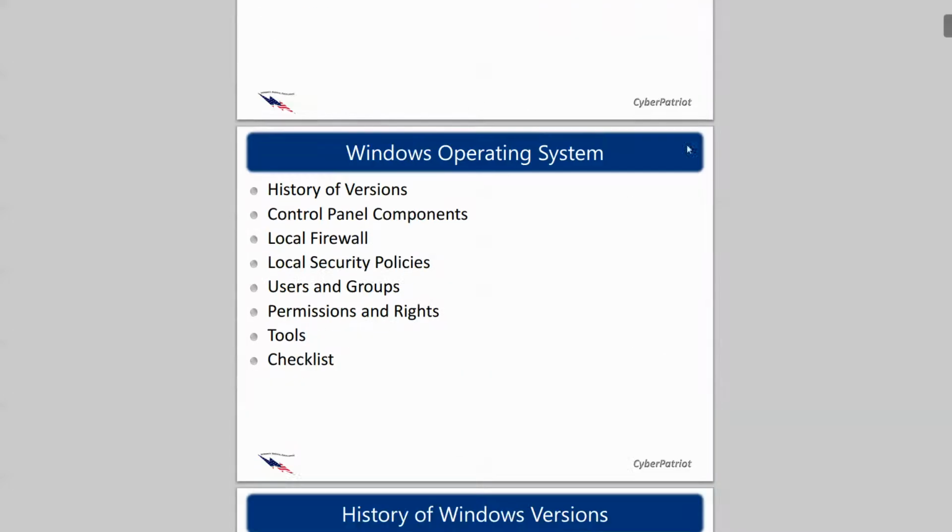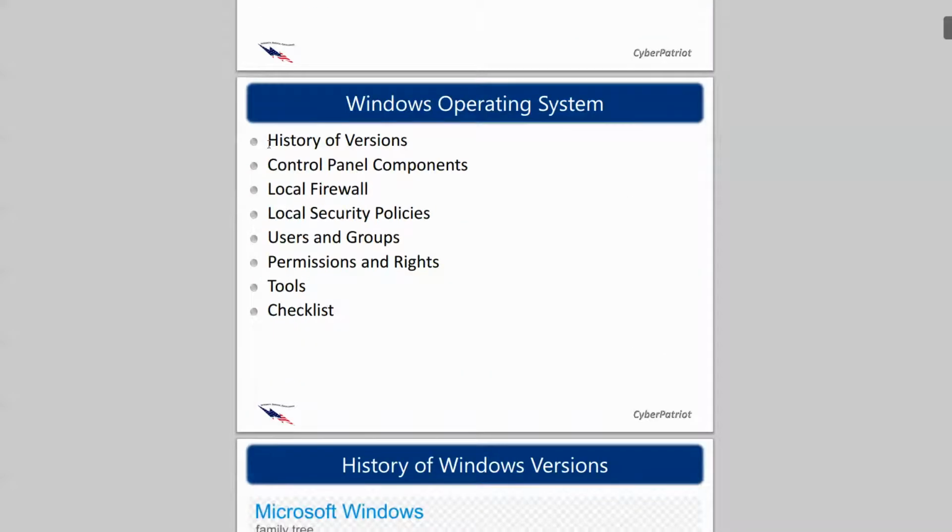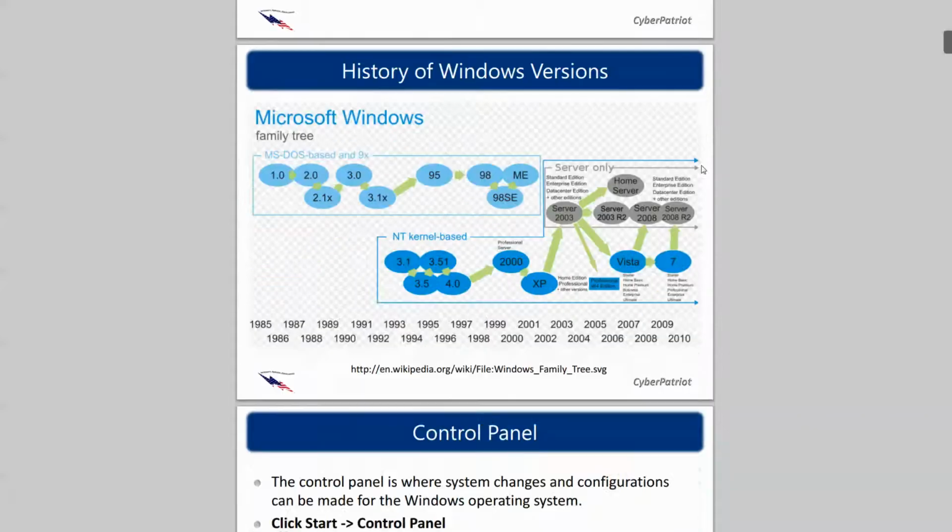Objectives. Windows operating systems. You're going to learn about the history of it, Control Panel, local firewall, security policies, users, groups, permissions, rights, tools, and checklists. So what does this big picture mean?